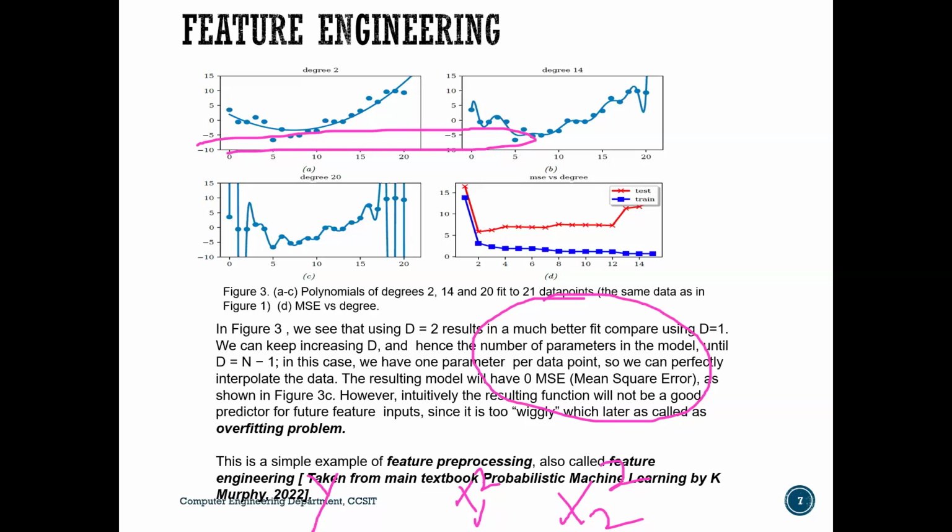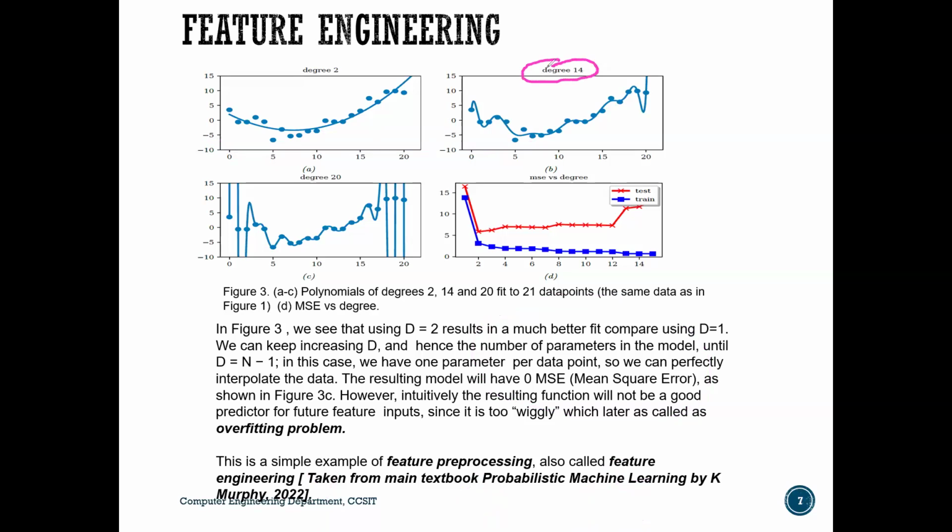Now suppose I have these graphs. What do we mean by degree? Degree means here the powers, like power of 2. So if I have a polynomial, suppose I have this graph. If I have degree 14, meaning x raised to power 14, that is the number of features you have. So you will get this type of graph.